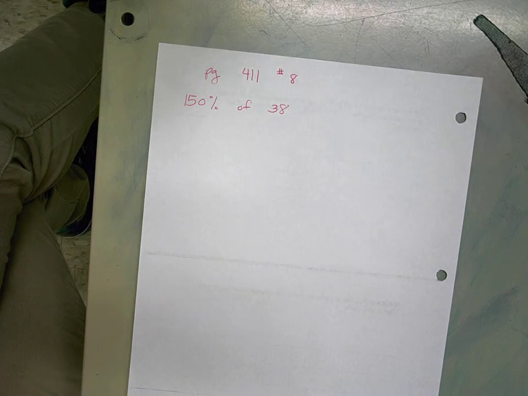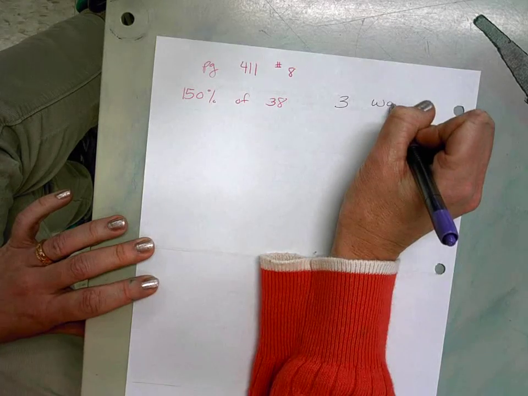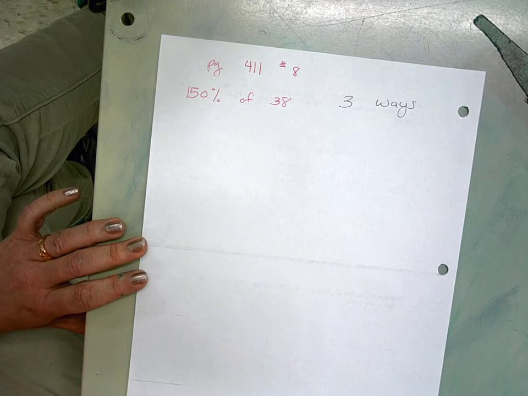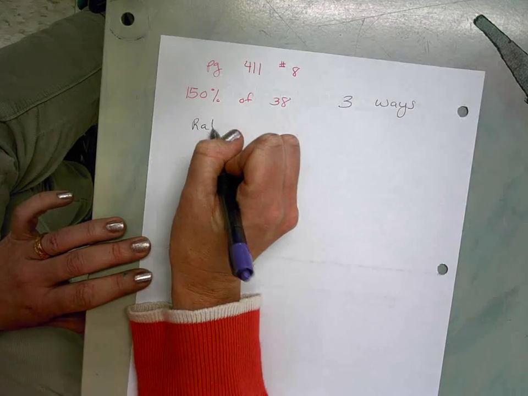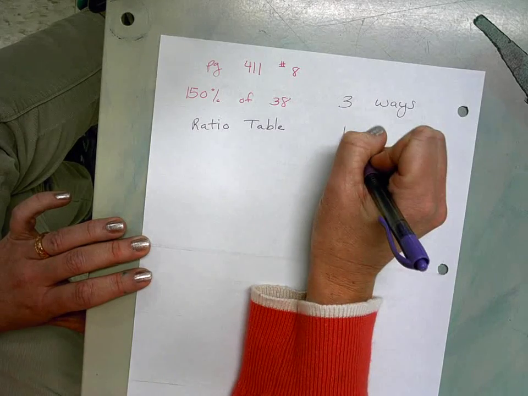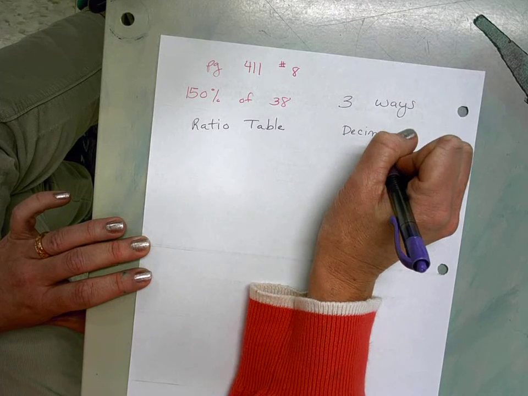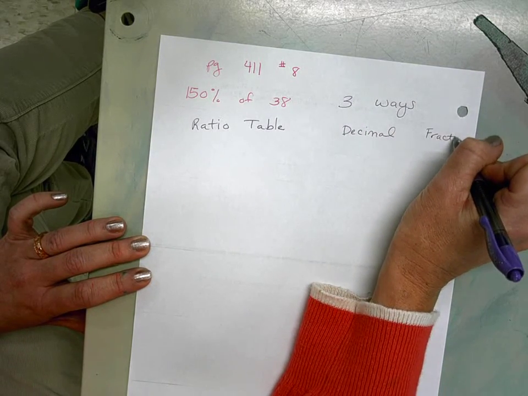We were talking today about finding a percent of a number, and we talked about 3 different ways that we could find it. The first way I want to show you is probably the newest to you, and that's using a ratio table. And then we'll also talk about multiplying as a decimal, and then finally we'll talk about multiplying using a fraction.